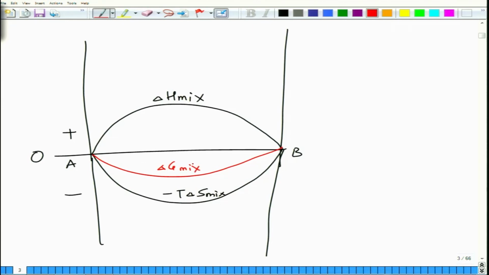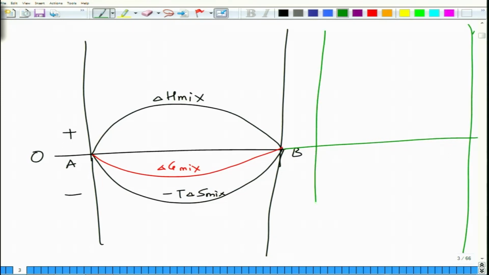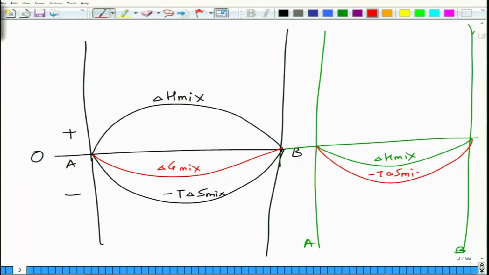Now you can have another situation in which delta H mix is negative. So if I draw another plot here, for instance, you have another plot in which A and B are there, and if delta H mix is negative, this is delta H mix, and this is minus T delta S mix, and eventually the free energy will be even further lower because both of the terms are negative. So this is delta G mix. So you can see the driving force, that is delta G mix, changes depending upon the relative magnitudes of delta H mix and minus T delta S mix with respect to each other.